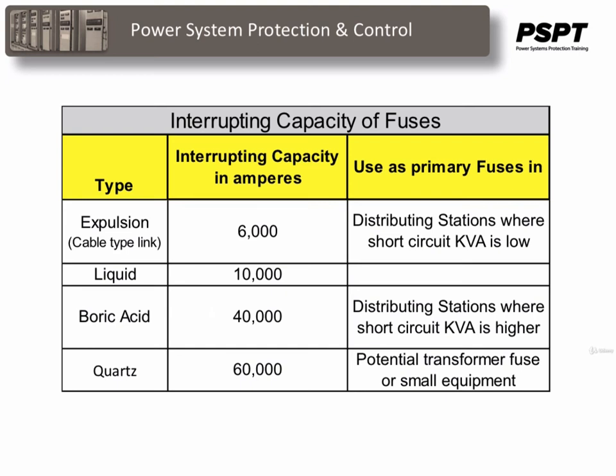Quartz fuses have the highest interrupting capacity, up to 60,000 amps. And potential transformer fuses or small equipment type fuses, these are expensive fuses, but they're protecting expensive type equipment.